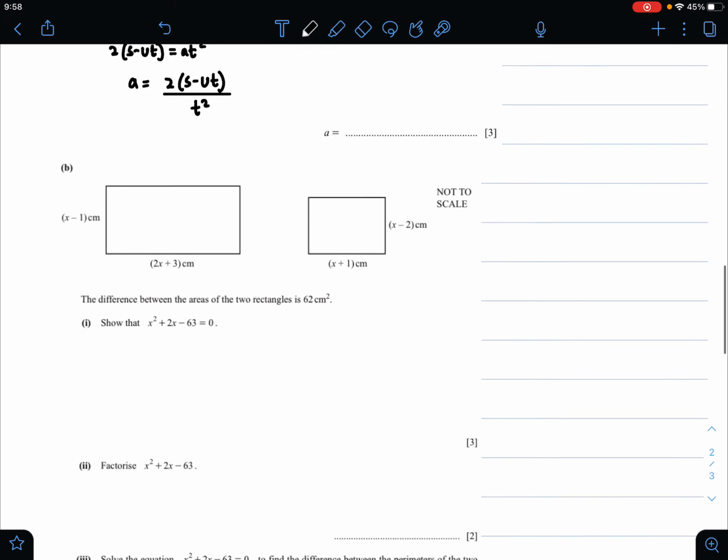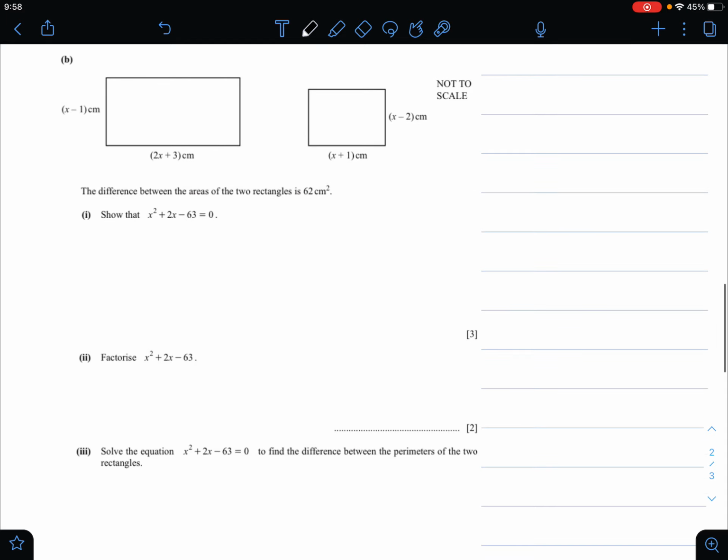Now let's move to part B of this question. So for part B1, they are asking us to show that the difference between the two areas of the rectangle is, so they are telling us that the difference between the two rectangles is 62 centimeters square, the difference in the areas, and they are asking us to show that x square plus 2x minus 63 is equal to 0.